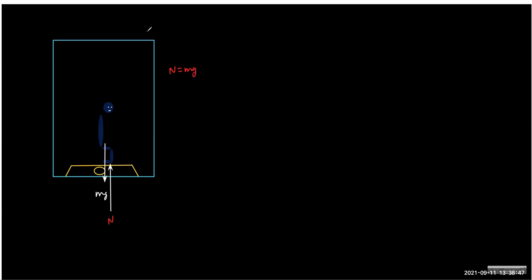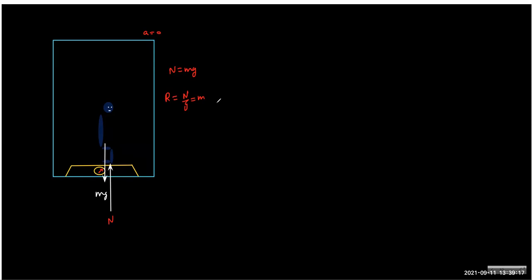So the first case is, let's say, A equals 0. When the elevator is at rest, definitely what it will give you is the true reading. So we can say R equals N by g, which is just m. Now you can take case 2 when it is going up. To go up, the normal must be more than gravity, isn't it? So to accelerate the elevator up, the normal must be more than mg, and so the reading will be more than m.